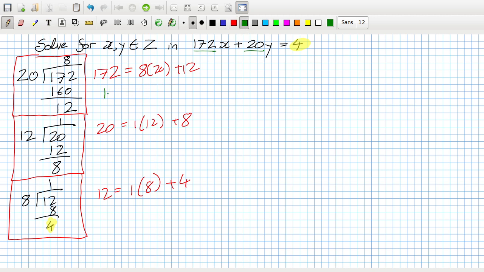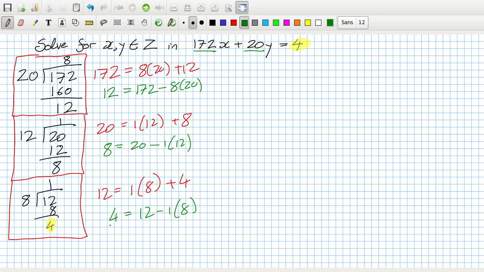So we can say 12 equals 172 minus 8 times 20. 8 equals 20 minus 1 times 12. And 4 equals 12 minus 1 times 8.